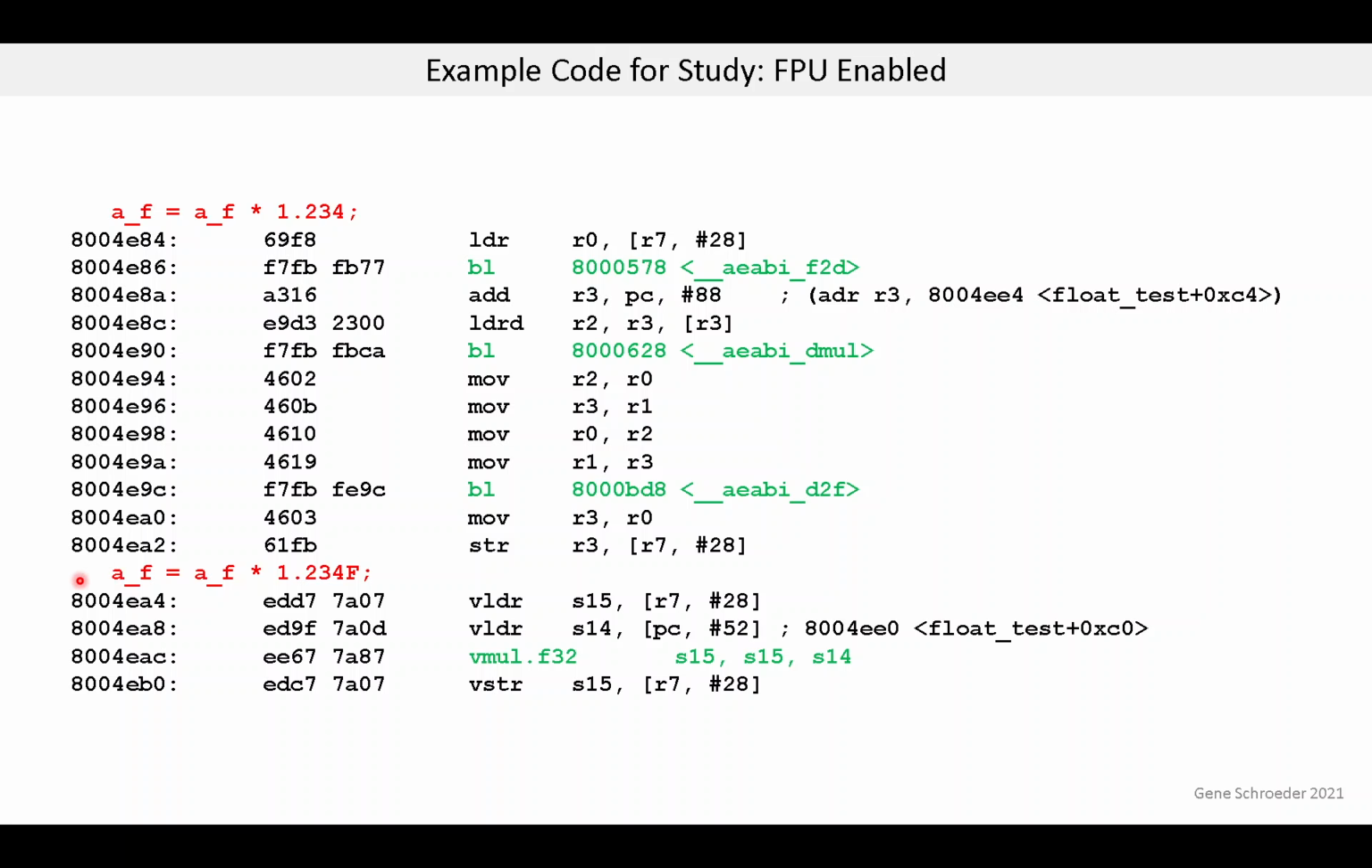Here is the proper version of that line of code. All we had to do was put an F in there, and look how much less code there is. And in addition, it's using the FPU to do the multiply, so it's going to be a lot faster.